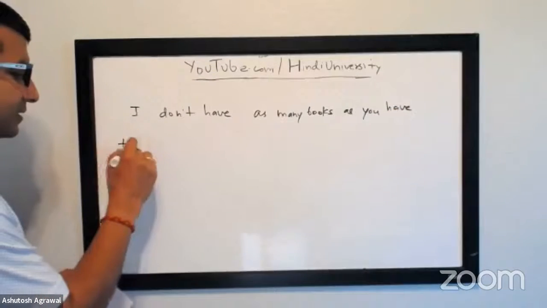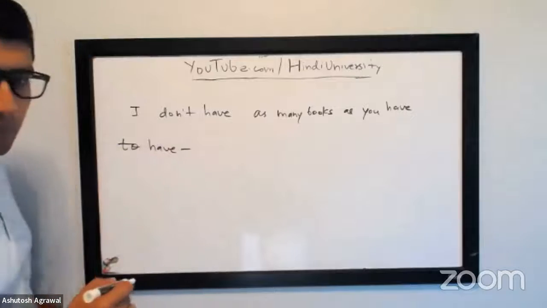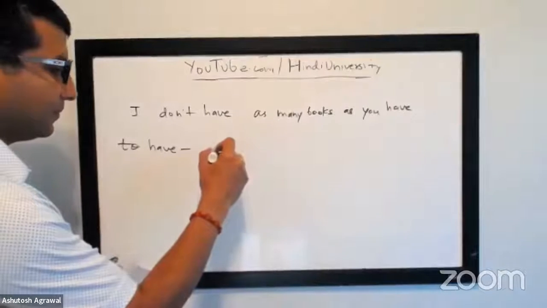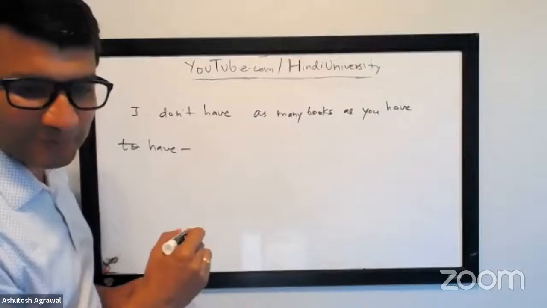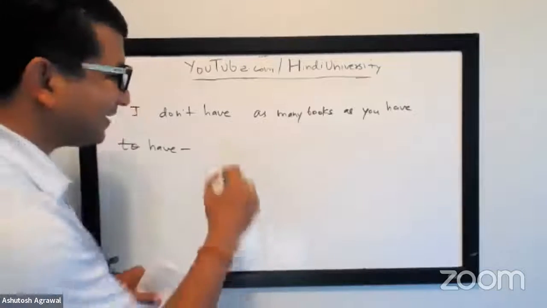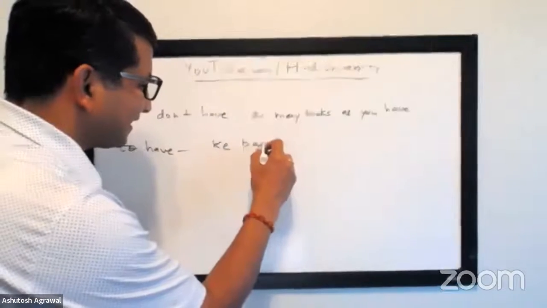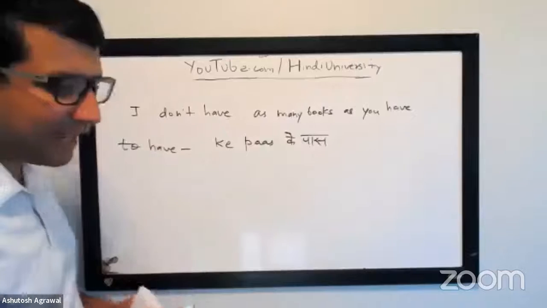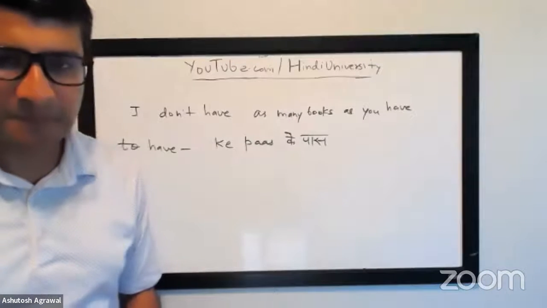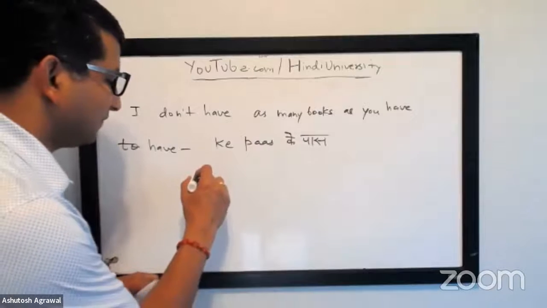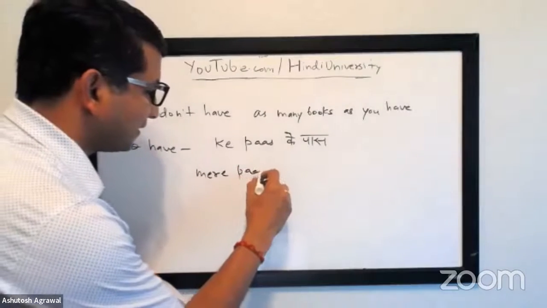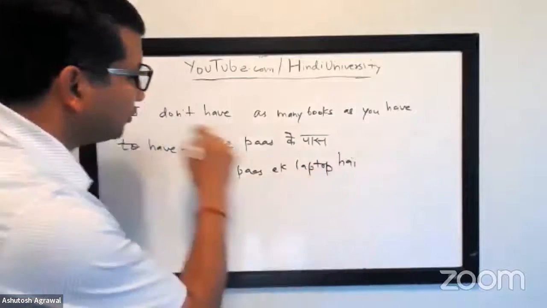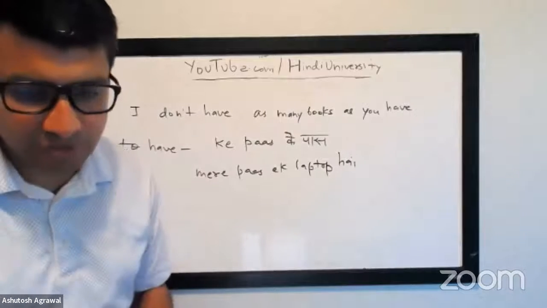Remember, to have, when you talk about possession, what postposition do you use? Who would like to give it? Yeah, के पास, ke paas. Very good. So when I say I have a laptop, you will say मेरे पास एक laptop है. So I think I gave you enough hint. Now with this, you have this sentence: I don't have as many books as you have.